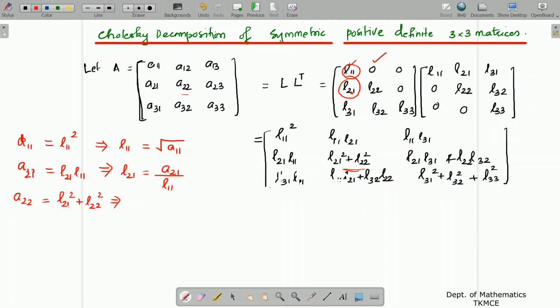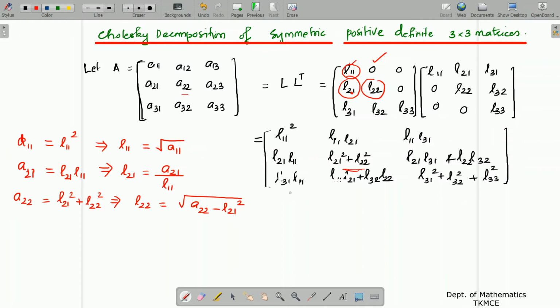So that gives L22 is equal to square root of A22 minus L21 square. So that is L22. The A22, we know A22, it is given. L21 is already obtained. So L22 is also obtained. Now let us find L31.